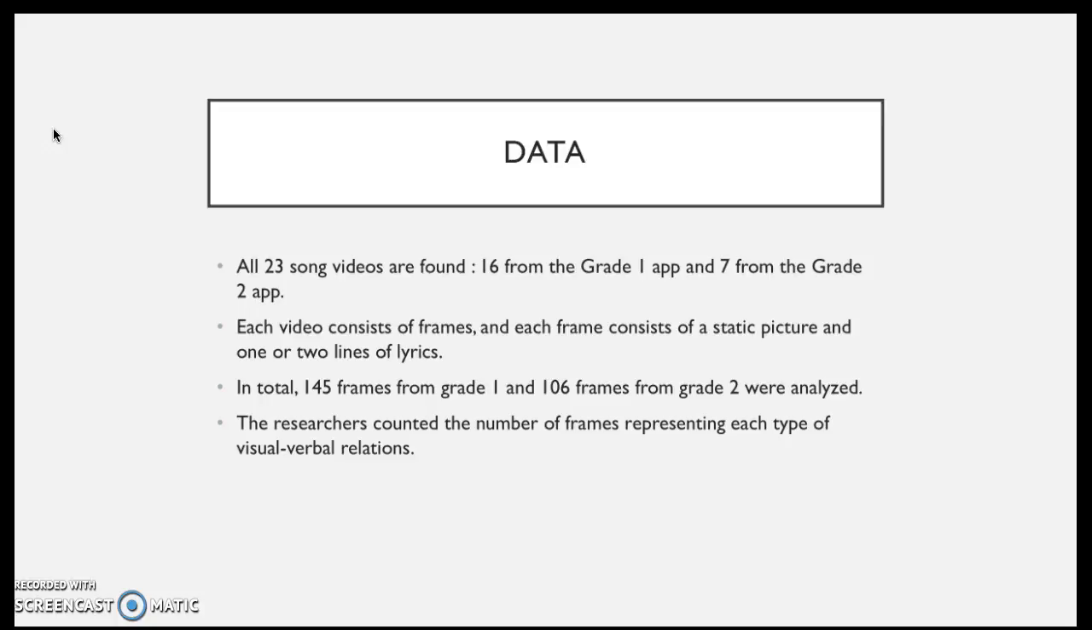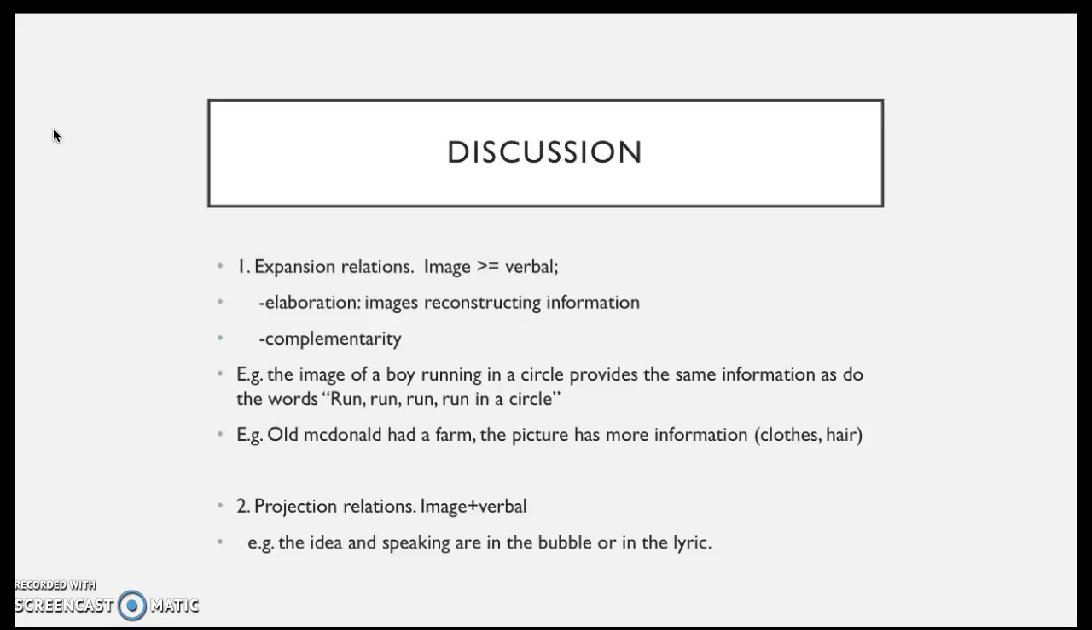Let's look at the data. All 23 song videos are found in the Grade 1 and Grade 2 apps. As we can see from the pictures, each video consists of frames, and each frame consists of a static picture and one or two lines of lyrics. In total, 145 frames from Grade 1 and 106 frames from Grade 2 were analyzed. The researchers counted the number of frames representing each type of visual-verbal relation. So there are two main types of relations.